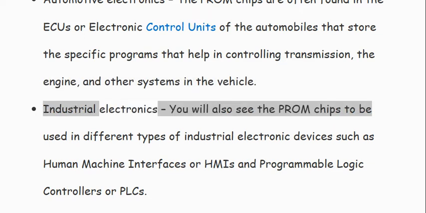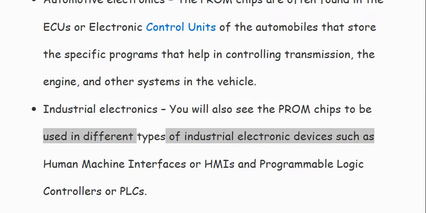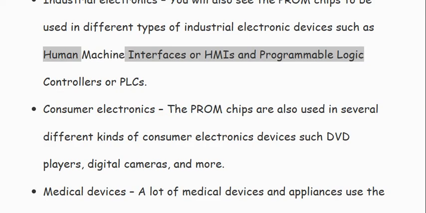Industrial electronics. You will also see the PROM chips used in different types of industrial electronic devices such as human-machine interfaces or HMIs and programmable logic controllers or PLCs.